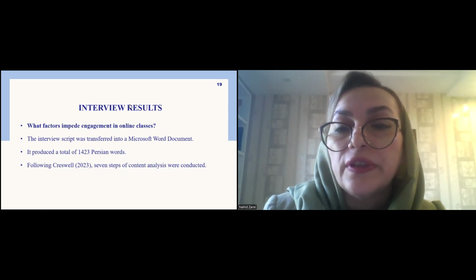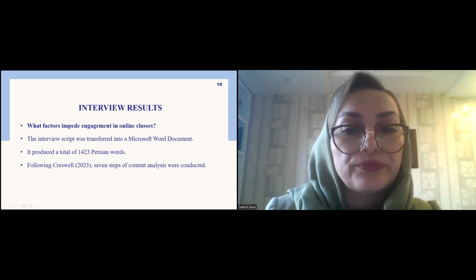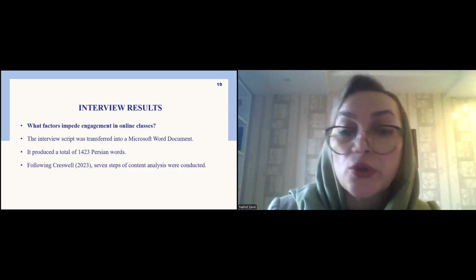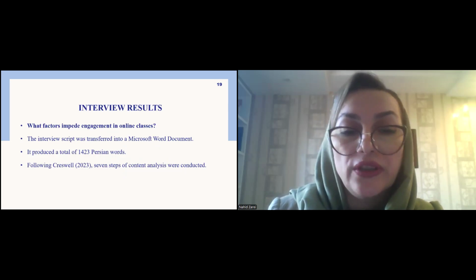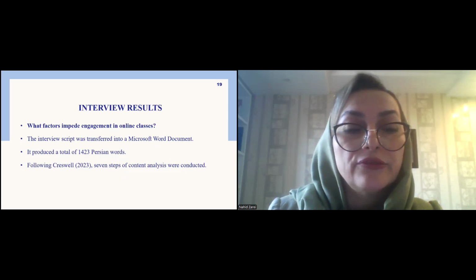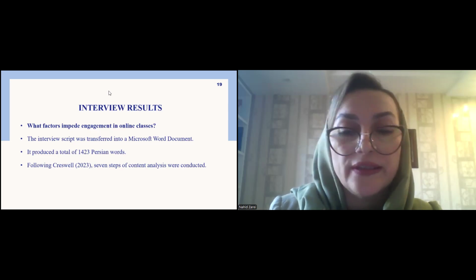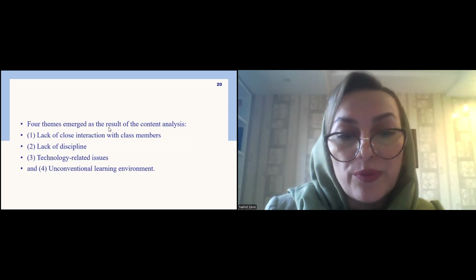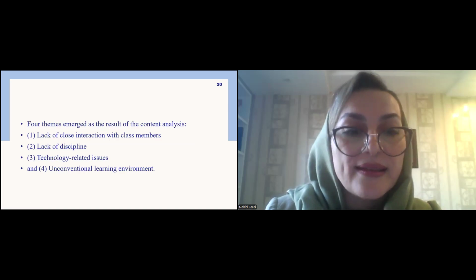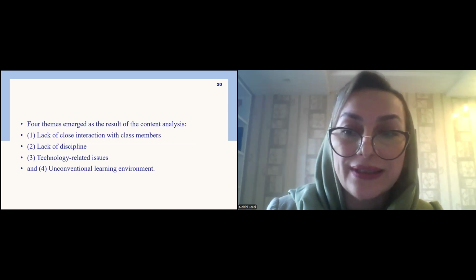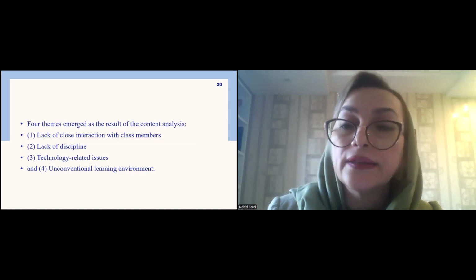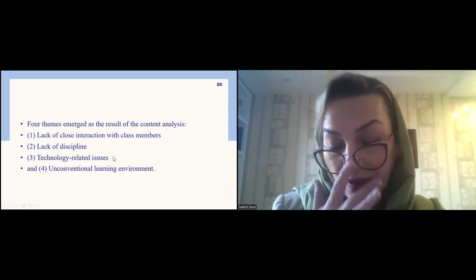The qualitative study, the interview, was transferred into a Microsoft Word document. It produced a total of 1,423 Persian words. And following CRISPR, 7 steps of content analysis were conducted. 4 themes emerged as the result of the content analysis: lack of close interaction with class members, lack of discipline, technology-related issues, and unconventional learning environment.